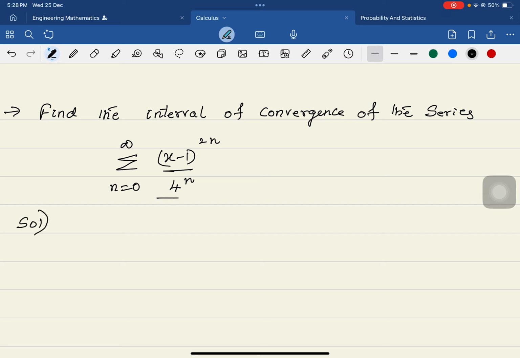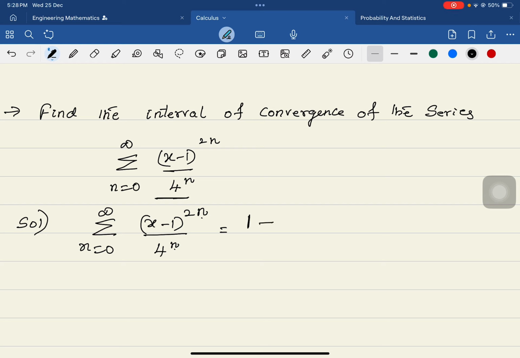You have to expand this by taking n is equal to 0. So, put n is equal to 0. What will happen? Let us see now. So, what is the series? Summation n is equal to 0 to infinity, (x minus 1) power 2n by 4 power n. Now, let us put n is 0. When you put n is 0, here it is 0 and here it is 0. So, the powers are 0 means it is 1, correct?